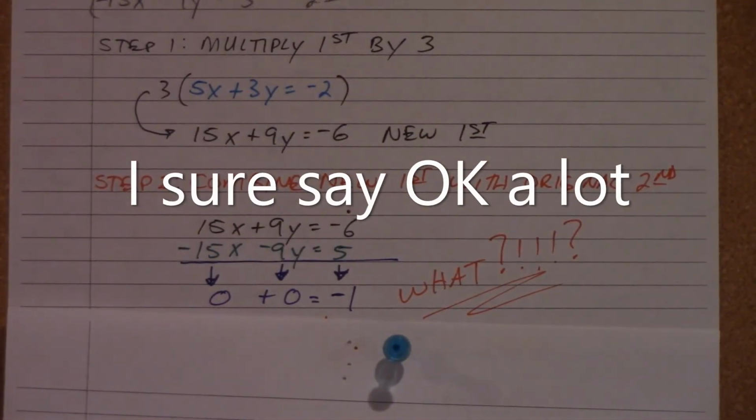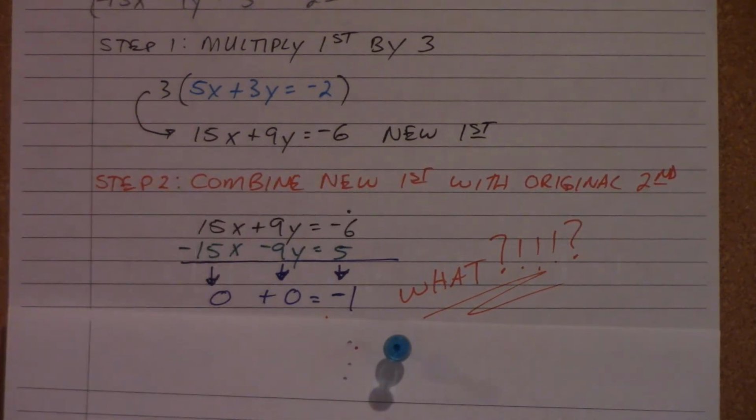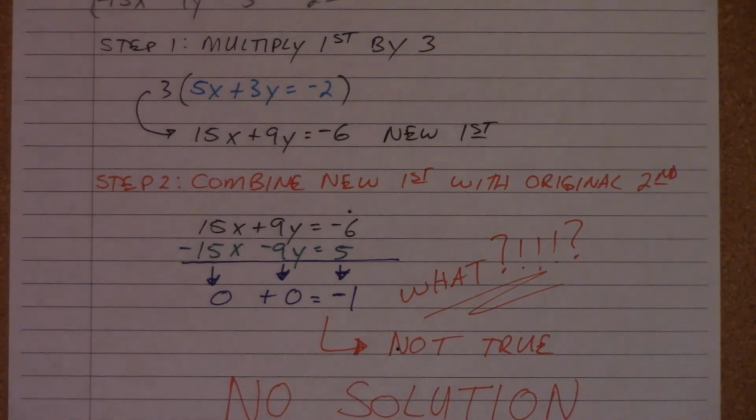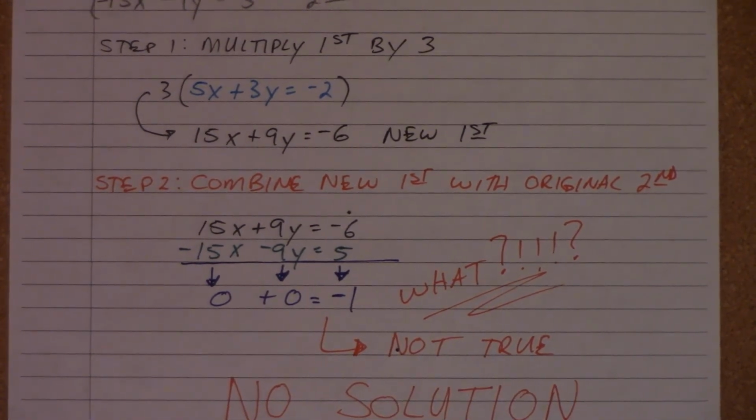Okay, now I'm going to combine those two. Positive 15x and -15x, 0, gone away. Positive 9y and -9y, 0, they go away. -6 and a +5, when I combine them I get -1. So what's the answer here? 0 plus 0 equals -1? What is that all about? Well, it's not true. So if it's not true, that means that there is no solution. No solution whatsoever.